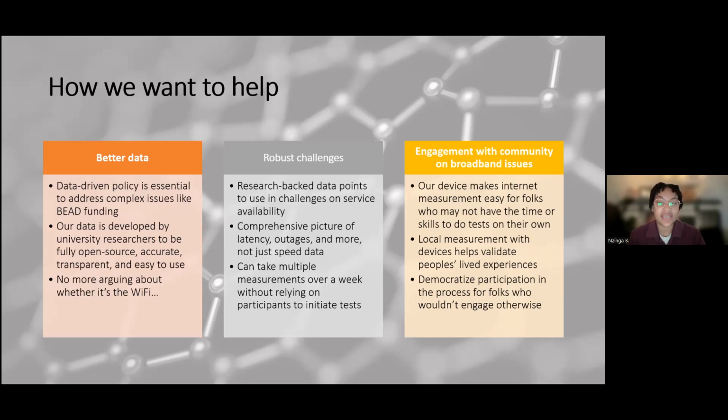With our device, you can take many measures over a week without having to go in and manually take and record these yourself. And it makes it easy for people who may not have the time or skill set to do these types of measurements daily. So we can still get measurements to people that need it who may not otherwise engage in this challenge process, helping us to validate people's experiences in their day-to-day.